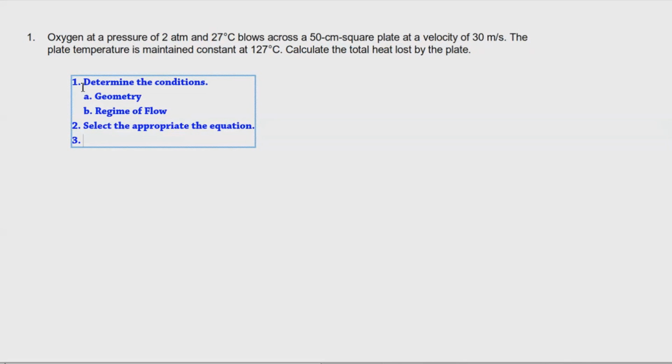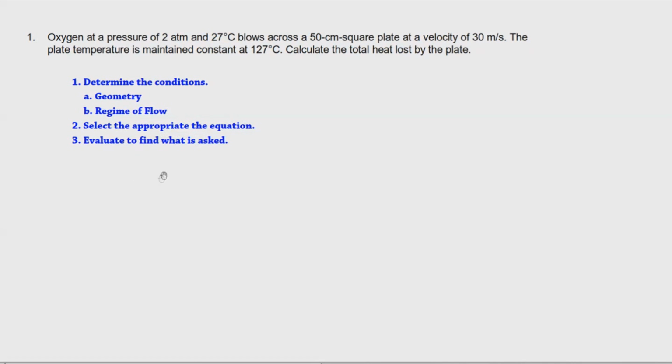And the number 3, the last one, of course, would be that we evaluate to find what is asked. So that's just how it goes for any problem solving, I guess. We evaluate at the end. But the very important ones here are the first 2. We need to determine the conditions and then select the appropriate equation. So that's just how it goes for any kind of forced convection and natural convection.